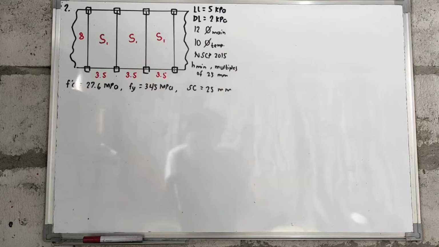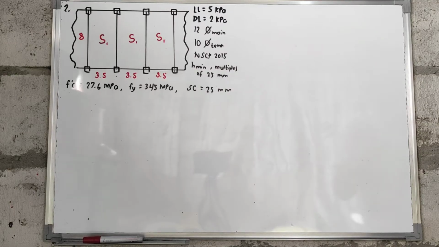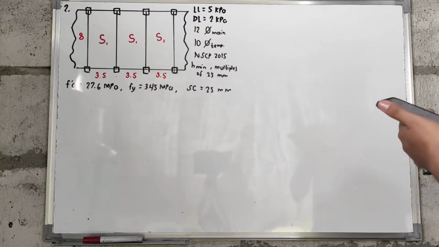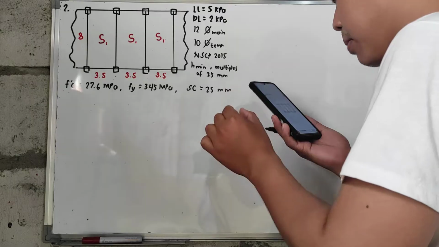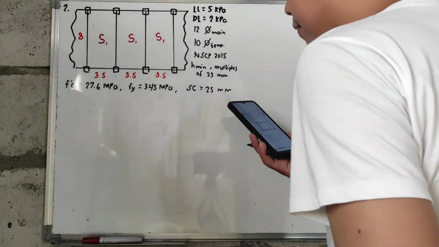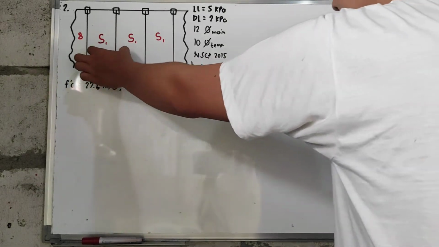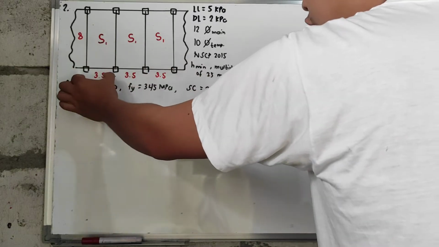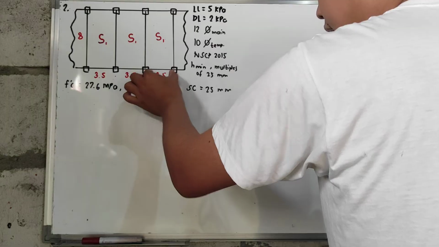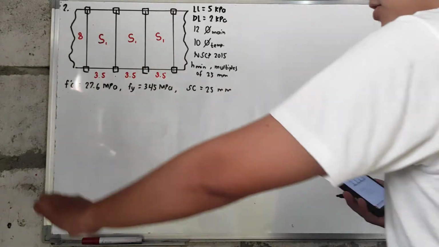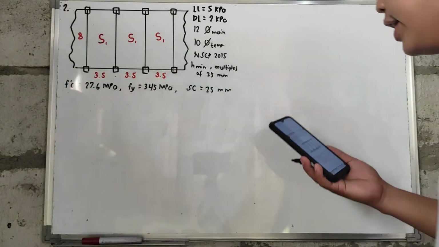So let us now discuss problem number 2. Design a reinforced concrete one-way slab, which is integral with its supports and consists of three equal spans with a clear span of 3.5 meters. So meron tayong tatlong slab dito. So yung clear span niya is 3.5, 3.5 at saka 3.5. Tapos yung longer span niya, we have 8 meters.